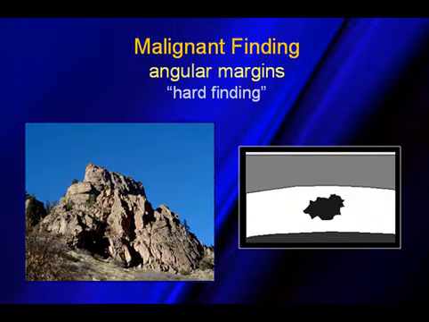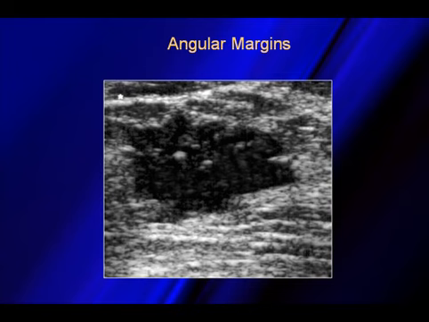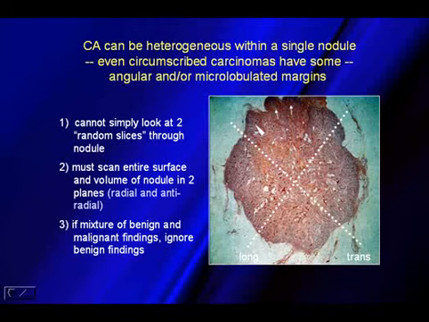Now, the next finding we're going to talk about are angular margins. Angular margins are a hard finding, so if we see this, we typically are dealing with an invasive carcinoma. You can see this lesion here, all the multiple angular margins that we're able to demonstrate. Also notice that this lesion is markedly hypoechoic compared to the fat. There are some areas of calcification with it. There's enhanced through transmission behind it. So most malignant lesions have multiple features that we will be able to see in evaluating them.